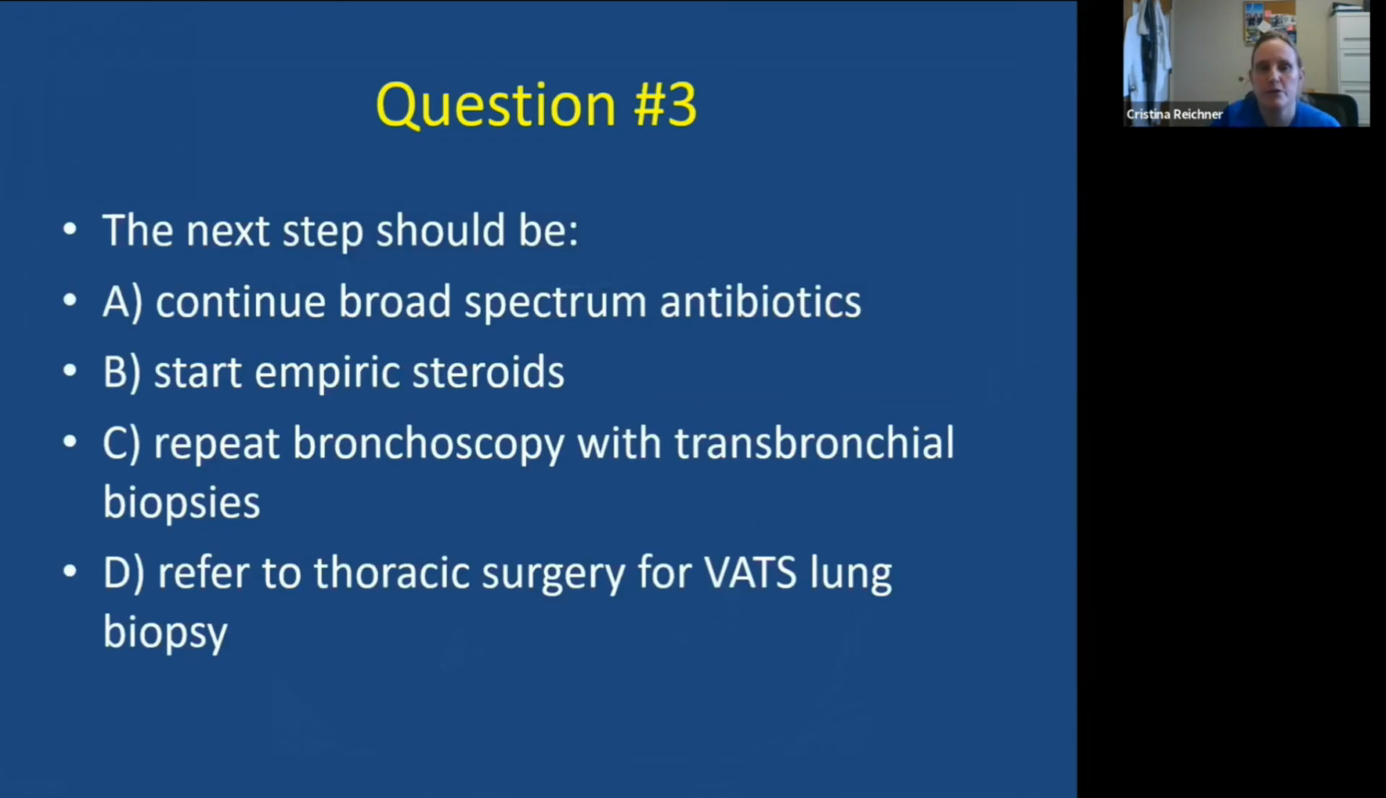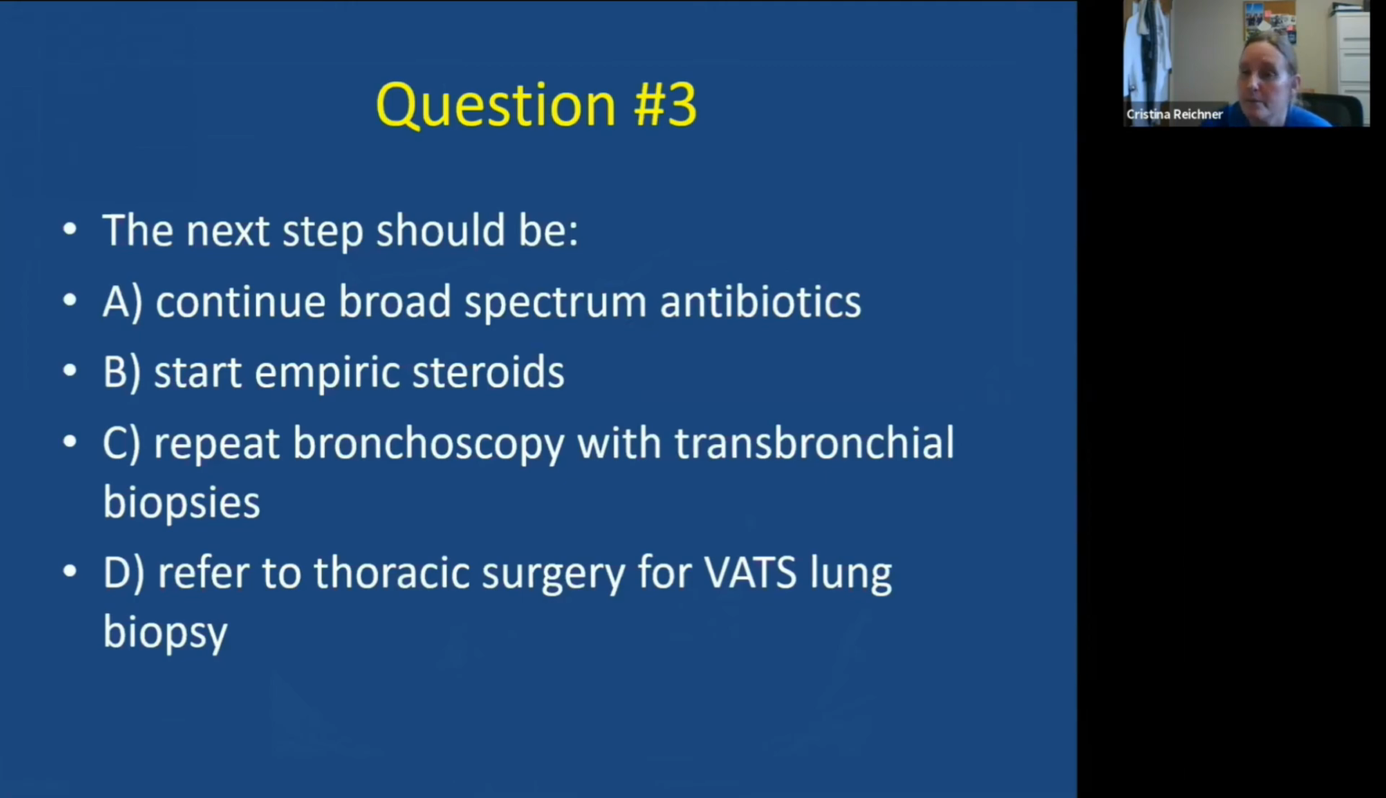So again, what would you do with this patient? Would you continue broad spectrum antibiotics? Although I can tell you by now she's been on them for a couple days. Would you start empiric steroids? Would you do bronchoscopy, but this time do some transbronchial biopsies? Or would you refer her for VATS lung biopsy?